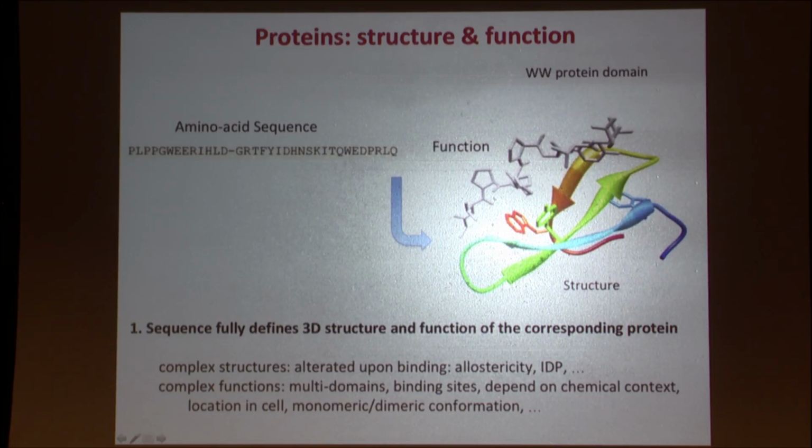Okay, so what are the important questions in a nutshell? So given an amino acid sequence, okay, this is a sequence for the WW domain. You recognize the same fold as before. This sequence actually will fold onto itself and acquire some well-defined structure. So in principle, the sequence fully defines the 3D structure and the corresponding function of the protein. That is, here, the specificity and the kind of ligands it can bind to. So of course, as you saw in the previous slide, the concept of structure may be very complex. It's altered by binding. There are all these allosteric properties I've just shown you.